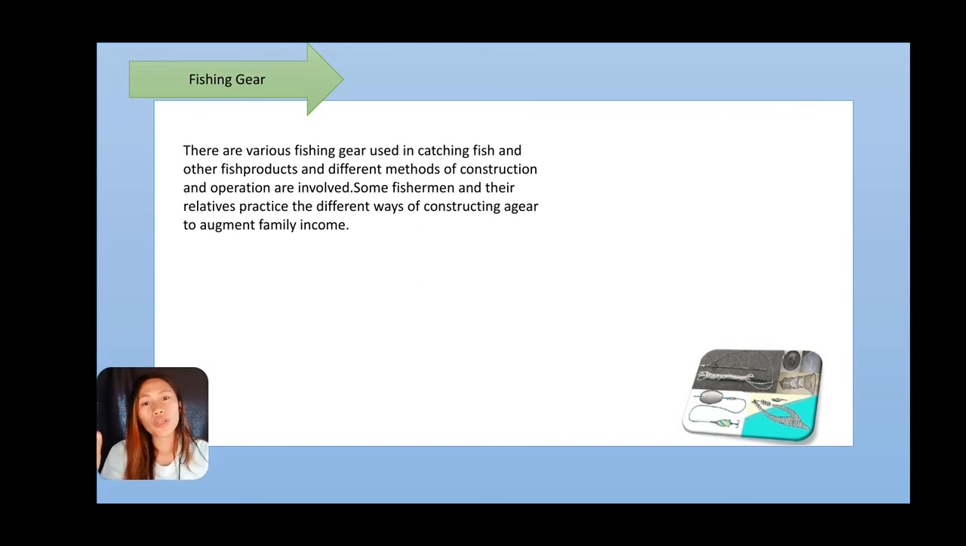So mao na to ang atong first topic ganiha. We will move on sa ato ang second topic. So, fishing gear, these are the methods and gears which are used sa mga fishermen in catching fish.